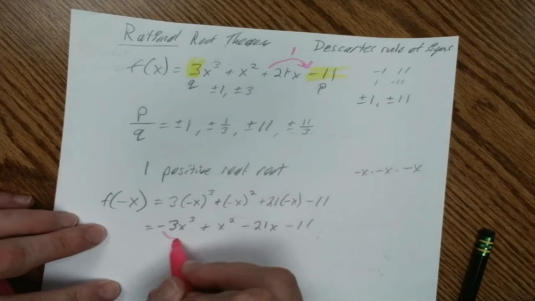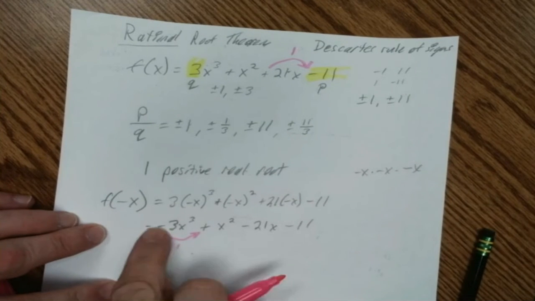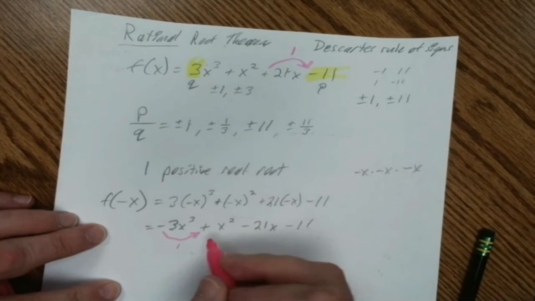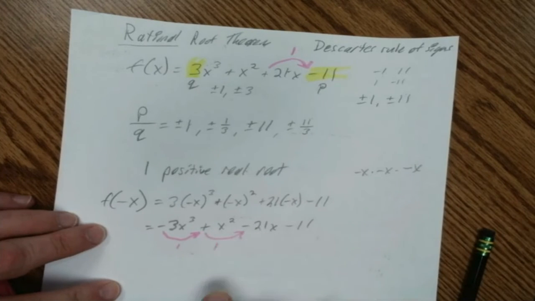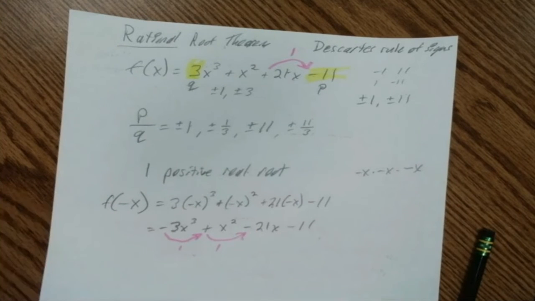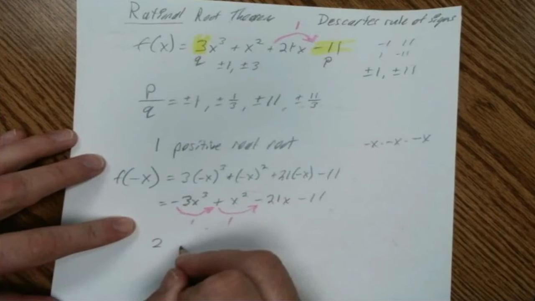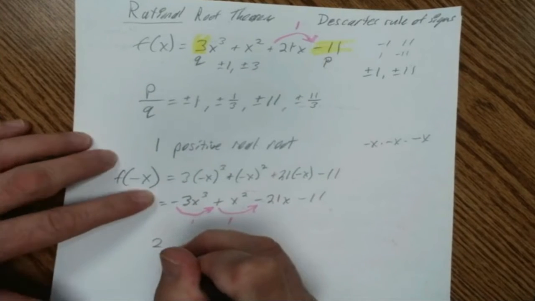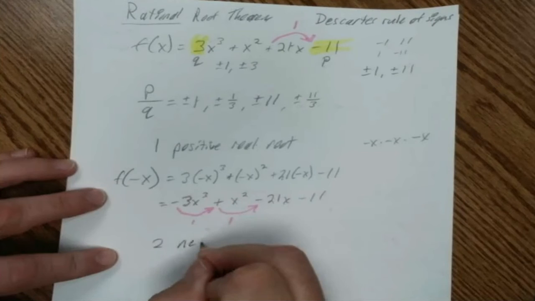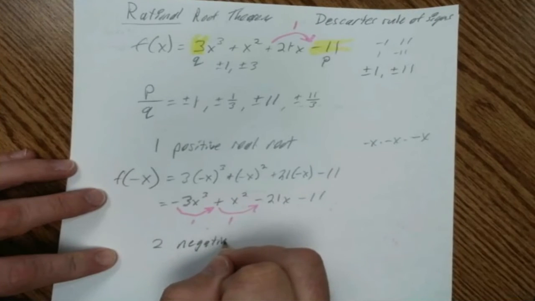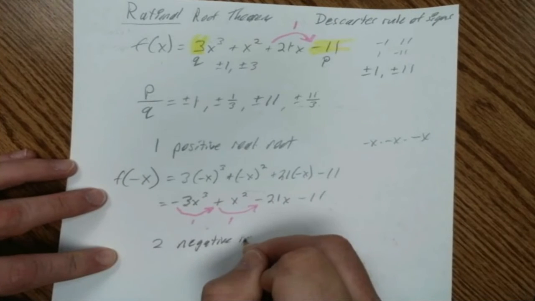Oop, sign changed right there. There's one. Went from negative to positive. Went from positive back to a negative. Positive, negative. There's one. Negative to a negative, okay, it did not change. So there are possibly two. Oh, not positive. Negative real rational roots.